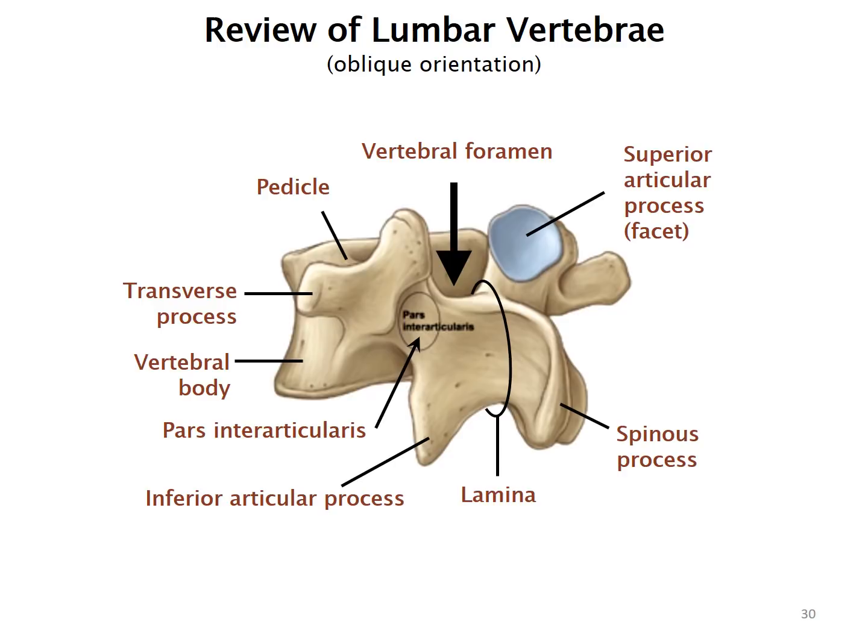As a reminder, the pars interarticularis is the area between the superior and the inferior articular facets, shown here. When looking at the lumbar vertebra from an oblique angle, this particular area represents the silhouette of a Scotty dog. And again, the pars interarticularis is the area of the neck of the Scotty dog.